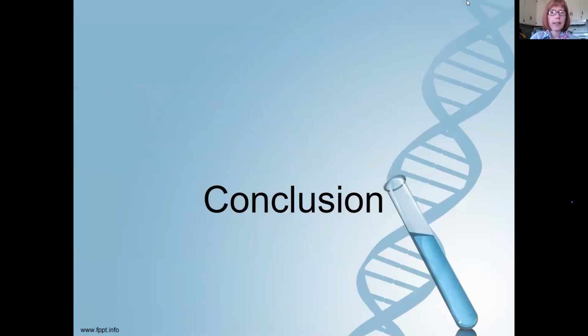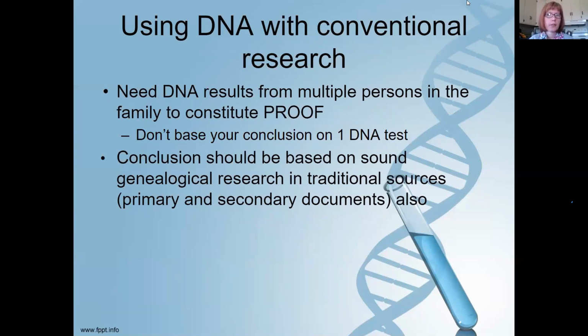So basically, you want to use DNA with your conventional research. If you have come to a conclusion looking at your DNA results, you really need to have DNA results from more than one person before you decide to change your whole family tree and scrap somebody out of your tree. Let's say you decide that one of your relatives was born out of wedlock and you didn't know that, and so you're going to assign him a different father. I would say definitely get several different DNA tests from different family members before you decide that.